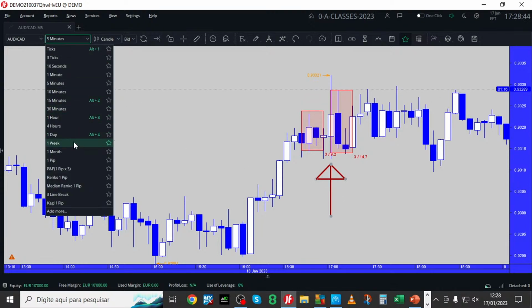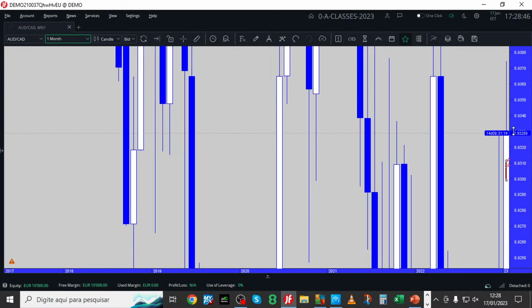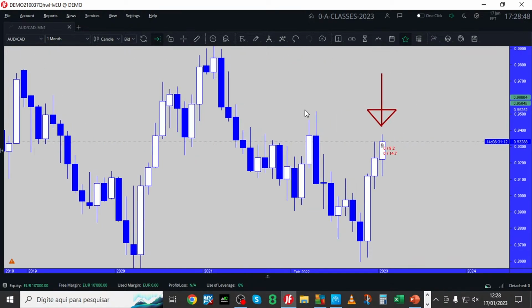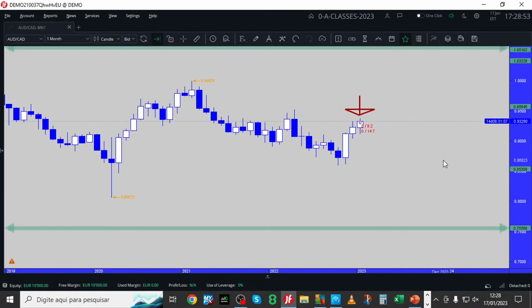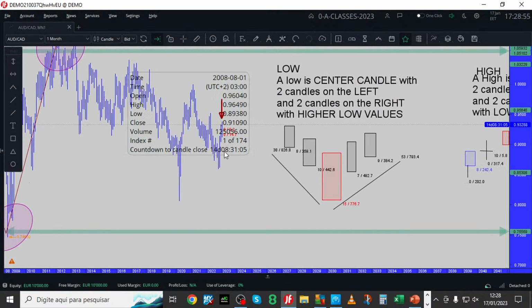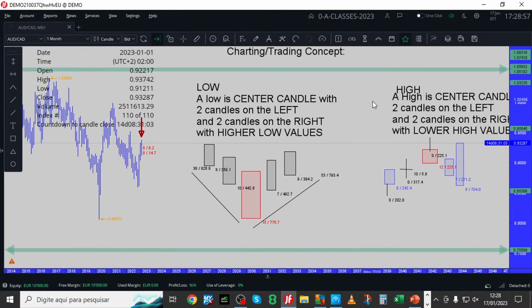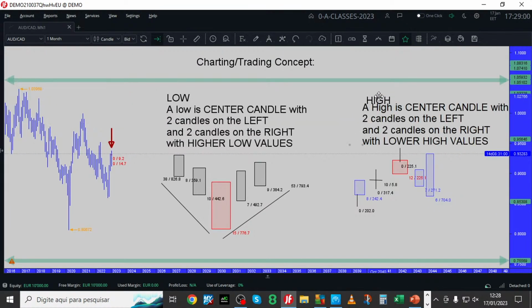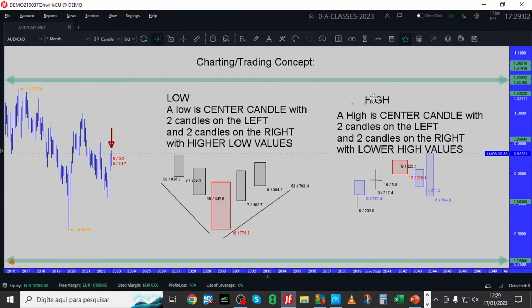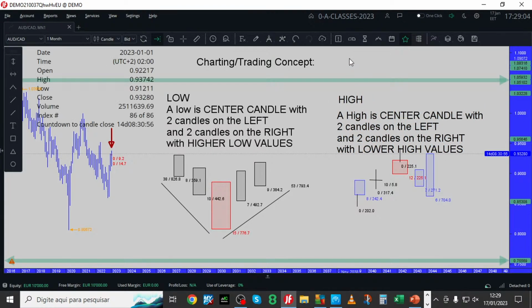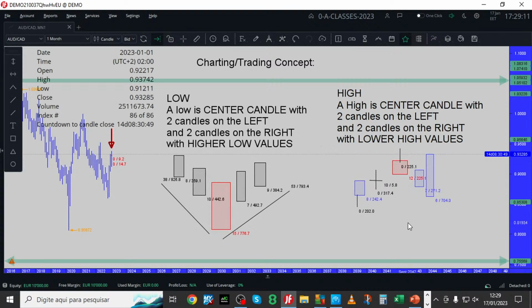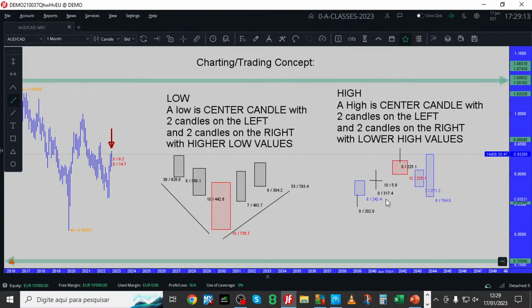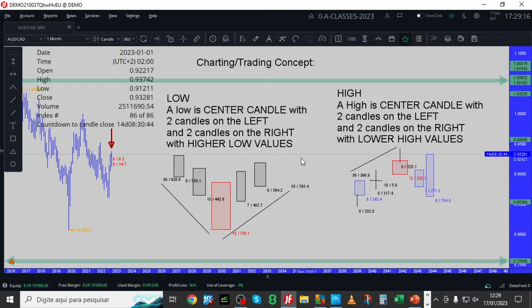Now let's go back on the monthly chart. Monthly chart. Okay, monthly chart. What's monthly chart? Monthly chart, there you go. Charting, trading concept. What is a high? Okay, what is a low? Everybody take a screenshot or take a picture with the cell phone. Everybody type in the chat done when you are done, so we can move forward.